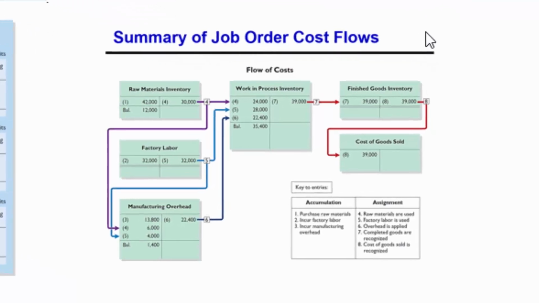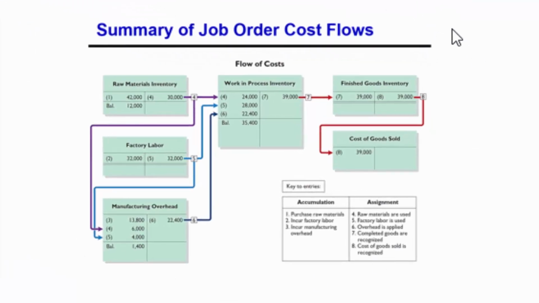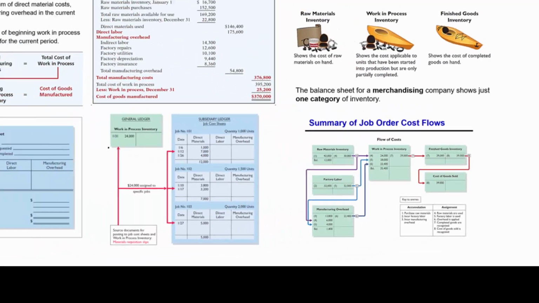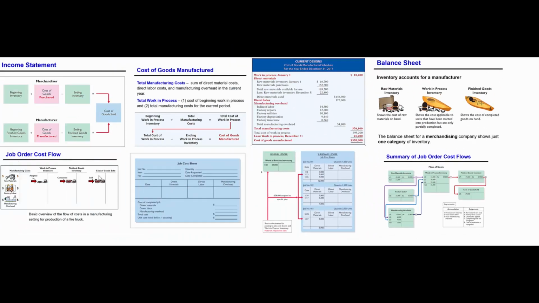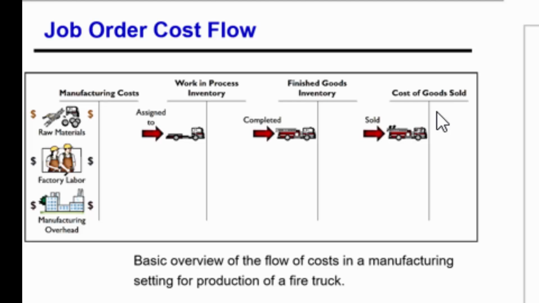And one of the challenges is, for example, down here, the summary of job order cost flows. Well, the printer ran out of room, so they stuck cost of goods sold down here underneath finished goods inventory. When it's really just the same chart over here, cost of goods sold should be out to the right of finished goods inventory. So if you can understand the T accounts that we're going to talk about here, you will understand all these different concepts.